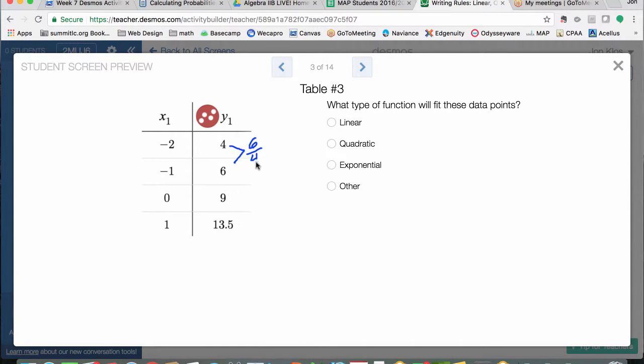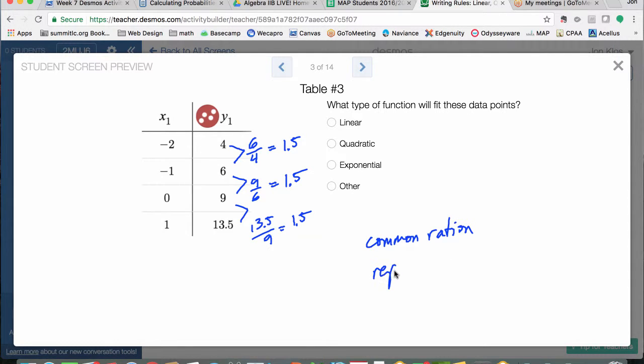What's 6 divided by 4? Well, that equals 1.5. What's 9 divided by 6? That also equals 1.5. And what's 13.5 divided by 9? That, surprisingly enough, equals 1.5. So we have what's called the common ratio in mathematics. We are repeatedly multiplying by 1.5 over and over again.